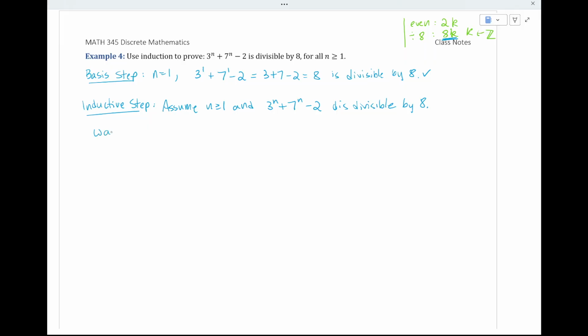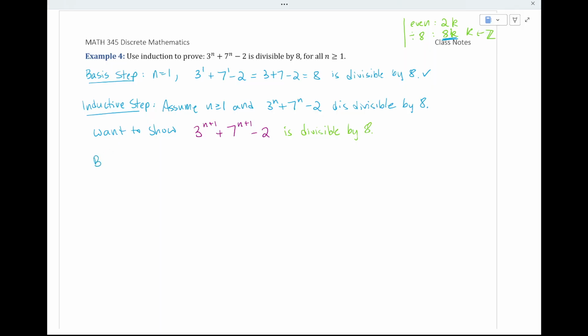What I want to show is this. I want to show that 3 to the n plus 1 plus 7 to the n plus 1 minus 2 is divisible by 8. I keep writing "divisibly by 8." So this is divisible by 8 is like the right-hand side of the equation from the last one. That's why I wrote it in green. Okay, here we go.